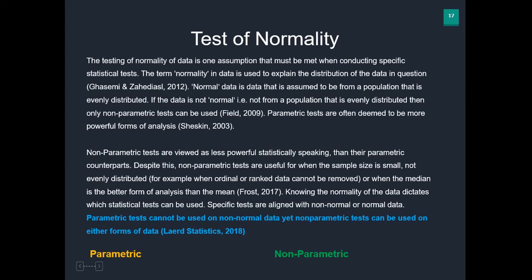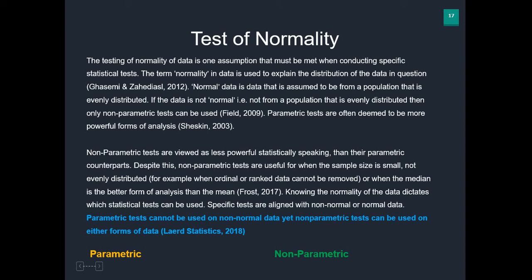So why is this important? Well, there's two types of statistical tests you can do depending on if your data is normal or not normal, and that's a parametric test or a non-parametric test. And often it is an assumption of all statistical tests that you know what type of data you have. And it must be therefore when you're conducting a test that you're using the correct one.